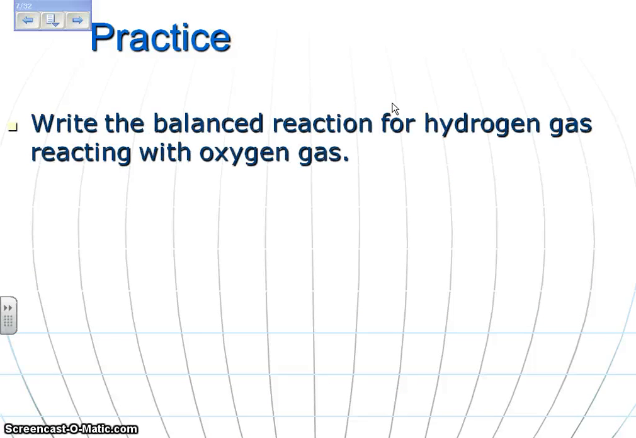So let's practice. The first thing we're going to practice is we're going to look at a balanced reaction for hydrogen gas reacting with oxygen gas. Hydrogen gas reacts with oxygen gas to form water. In this reaction, we have 2 moles of hydrogen reacting with 1 mole of oxygen to give us 2 moles of water.